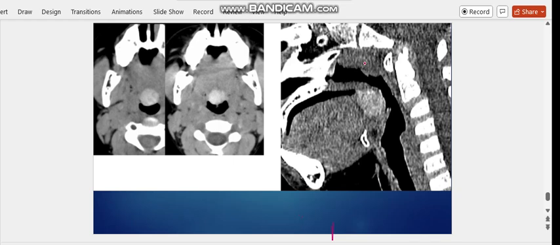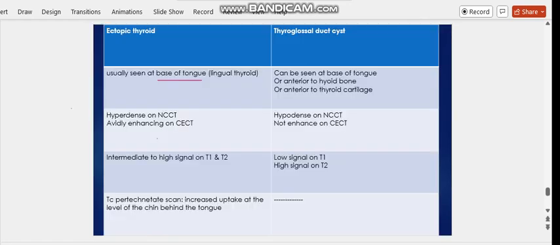However, the lingual thyroid or ectopic thyroid is usually seen at the base of the tongue. It is usually seen at the base of the tongue. Second difference: how the ectopic thyroid appears on CT scans.